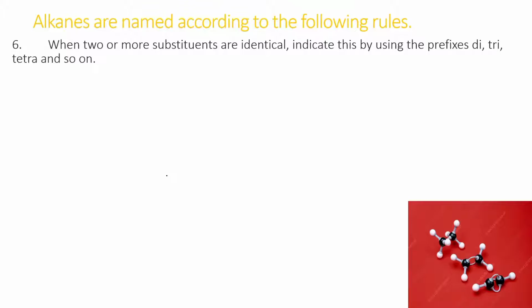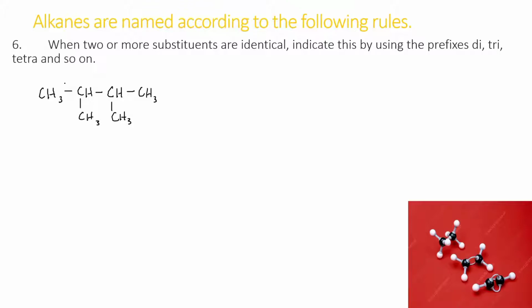Let's move to the next rule, which is that when two or more substituents are identical, indicate this by using prefixes di, tri, tetra, and so on. We can discuss different examples for this. Like if I draw a structure CH3, CH, CH, CH3, and I write a methyl group here and another methyl group over here.